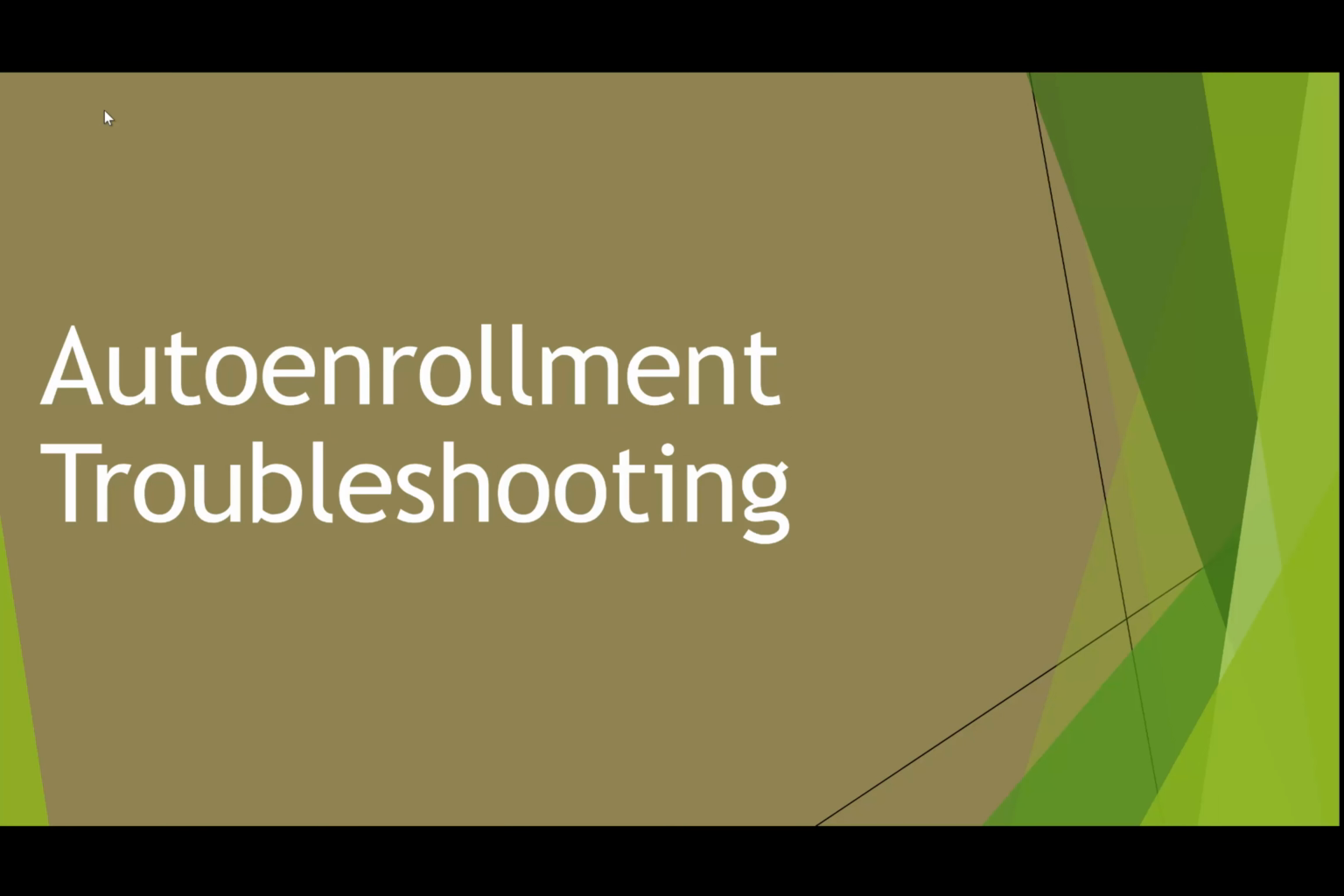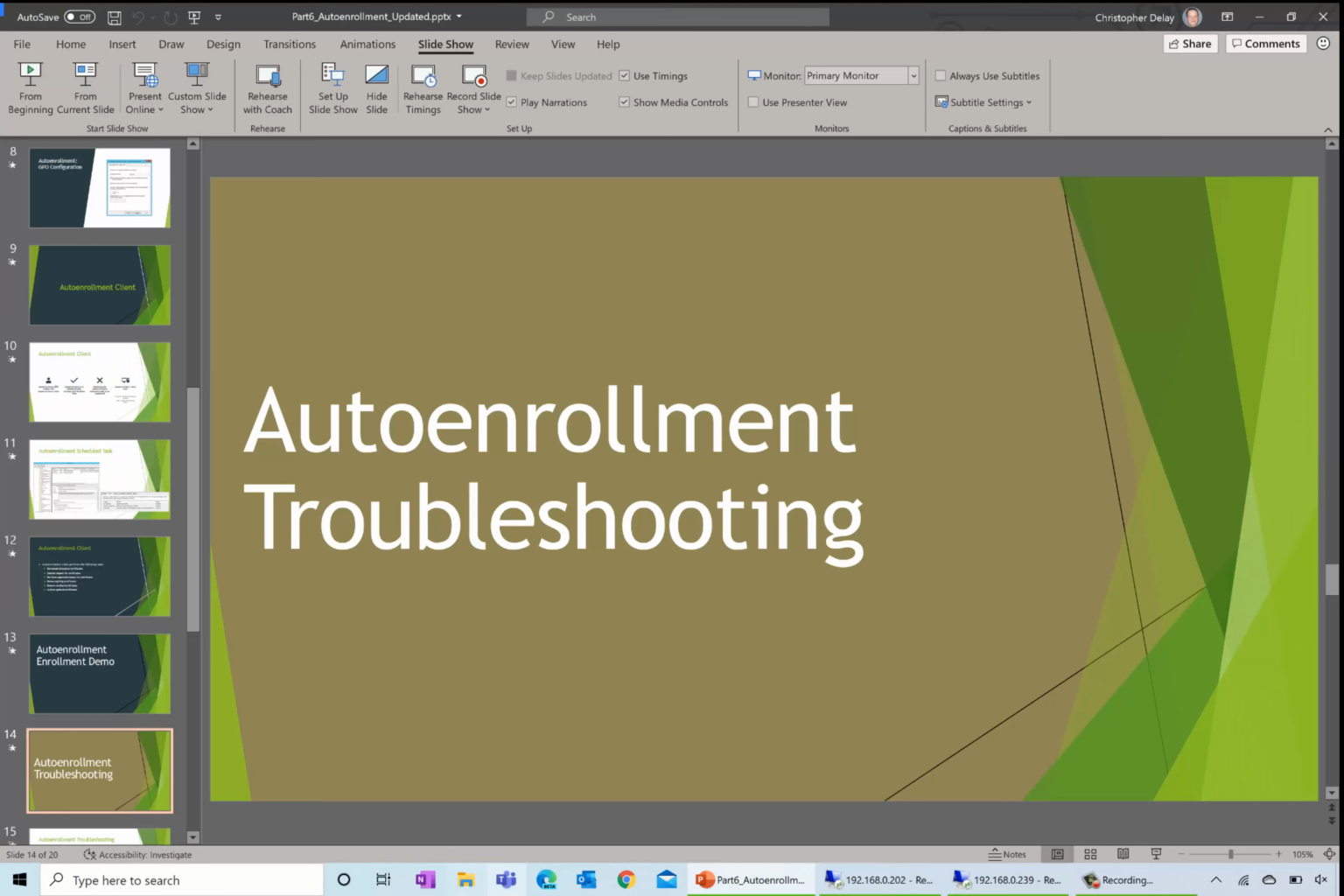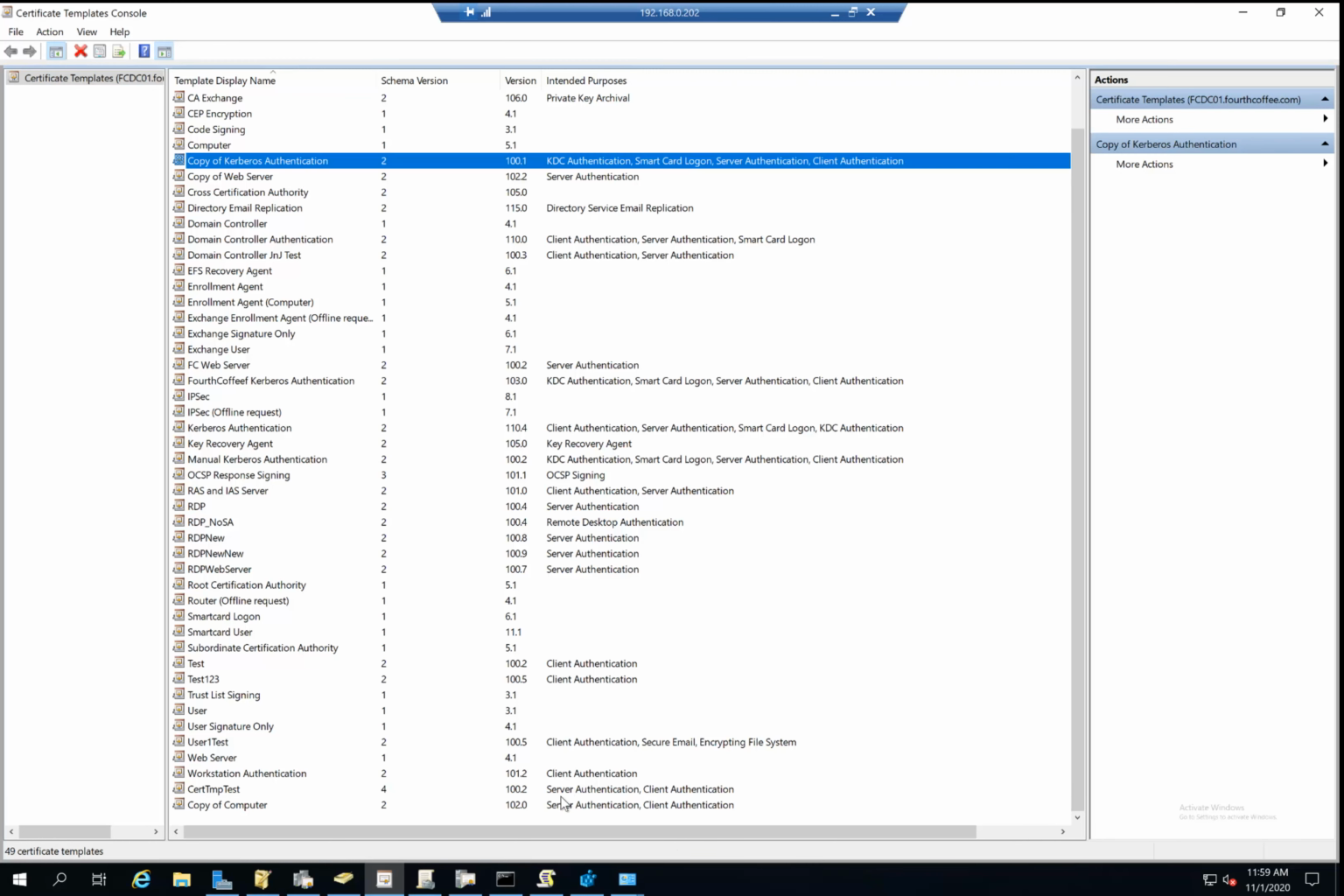Okay, so troubleshooting. There's really two things you want to troubleshoot with auto enrollment. One is basically going to be the GPO or the template. For the template, we saw that's pretty straightforward. You're just going to go in and make sure that the template's on your CA, or CAs if you have multiple CAs.